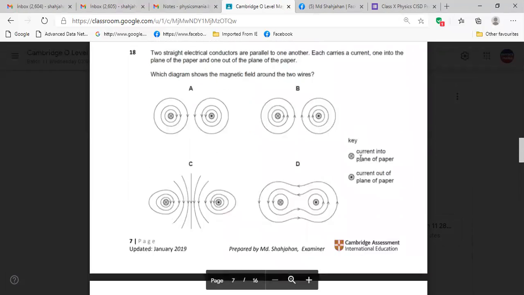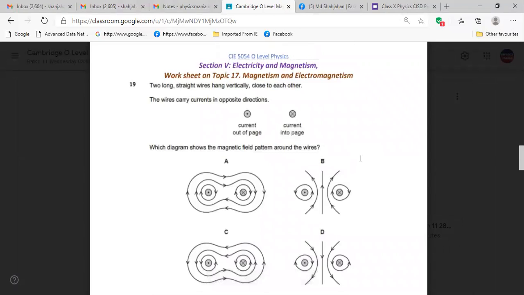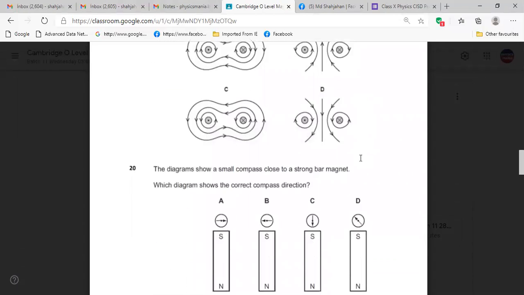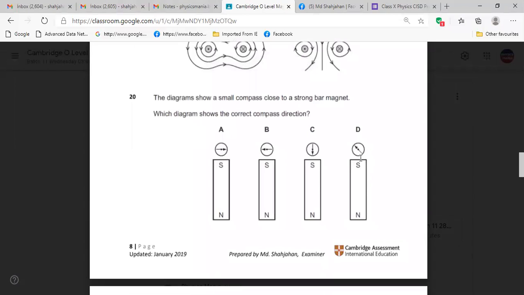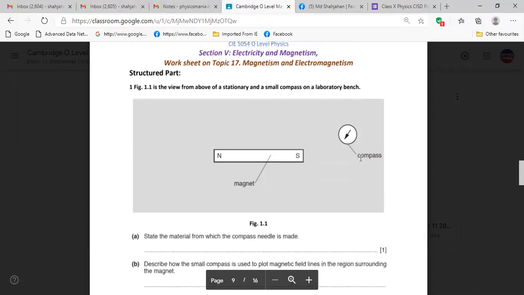Yes, sir. 18 is also related to two parallel wire conductors. We will discuss it next when we discuss topic 22. This one, 19, is also related to parallel wire conductors. 20 we discussed. Yeah, 20 is done before, right? Yes, sir. So now we are doing the structured part. Okay, do the structured part.